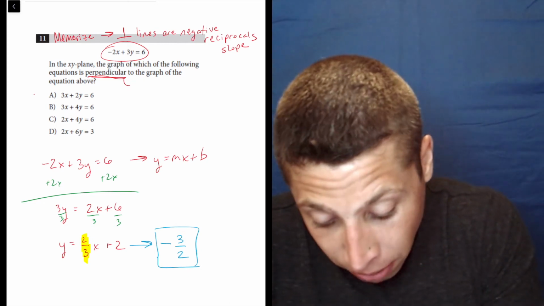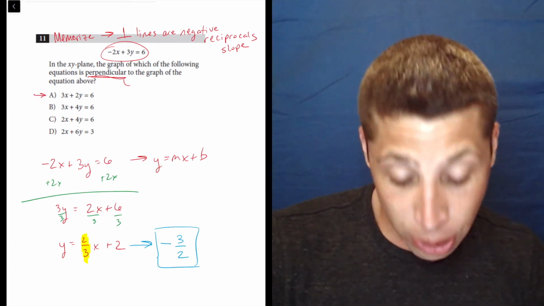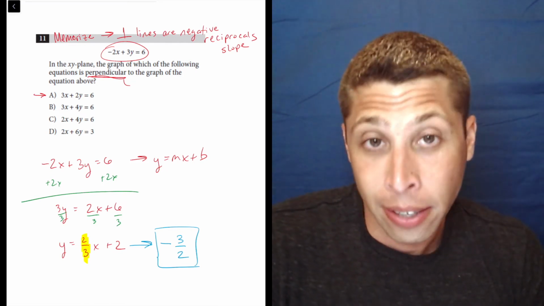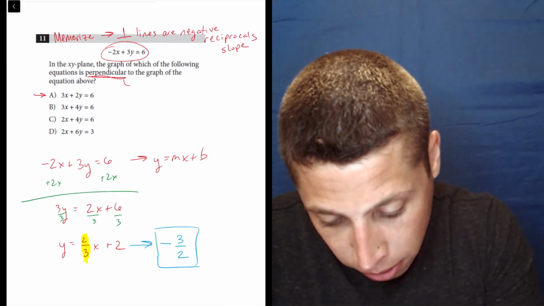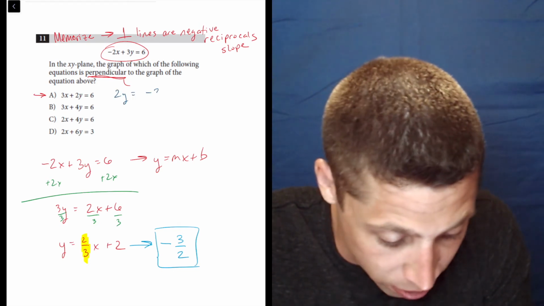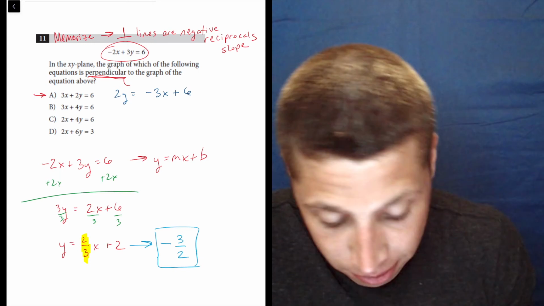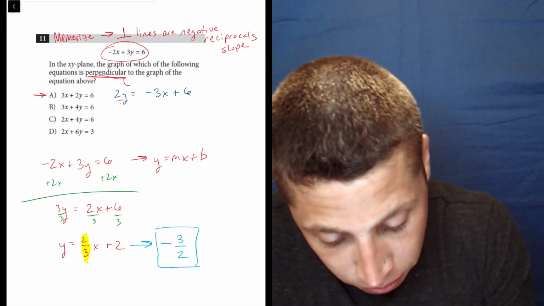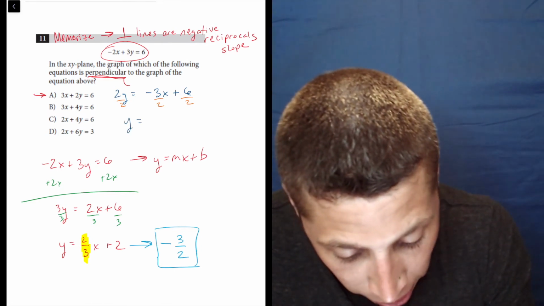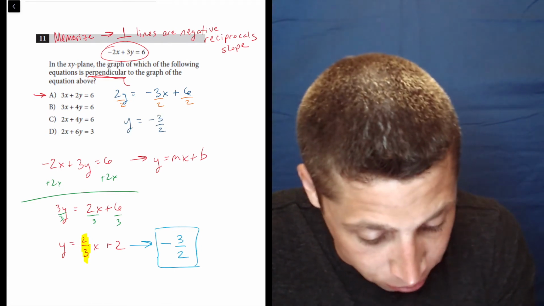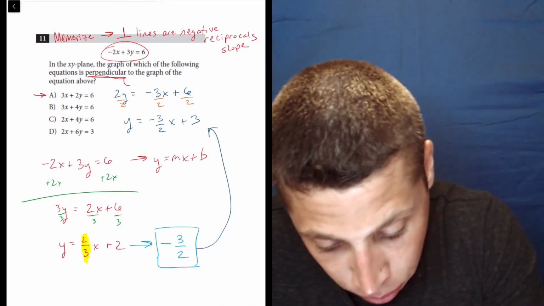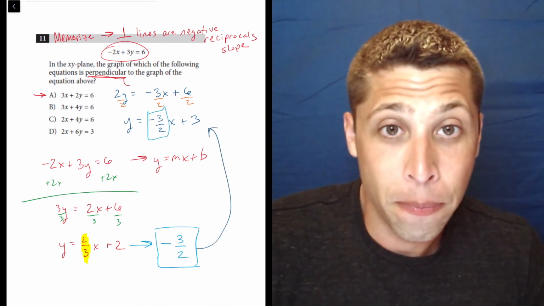Now, you might have a favorite. You might look at A and be like, well, that has a 3 and a 2, which I know I want. So let me see if I can make that work. Well, we would just subtract the 3x, so we get 2y is equal to negative 3x plus 6. And then we would divide by 2 on all the parts, and you already see it. y is equal to negative 3/2 x plus 3. So there it is. Negative 3/2 is the slope.